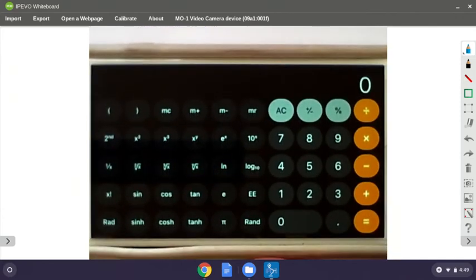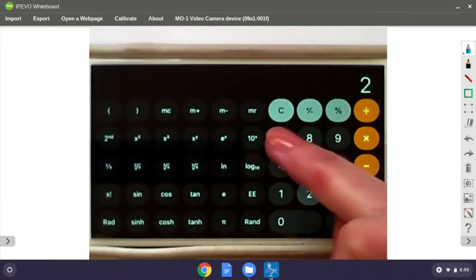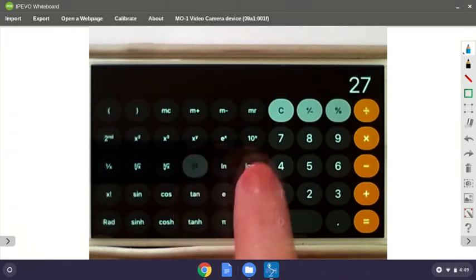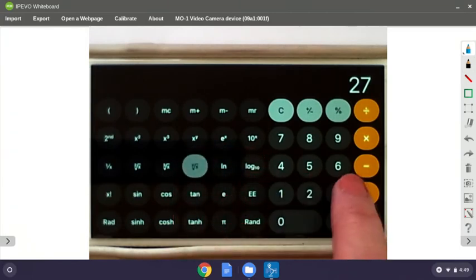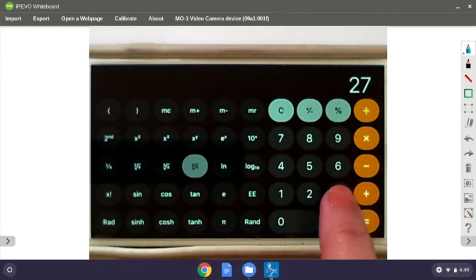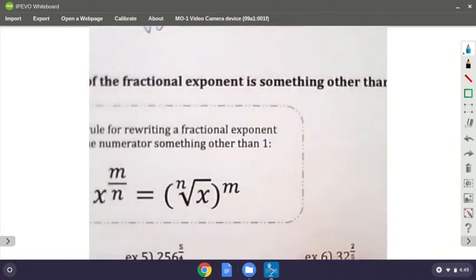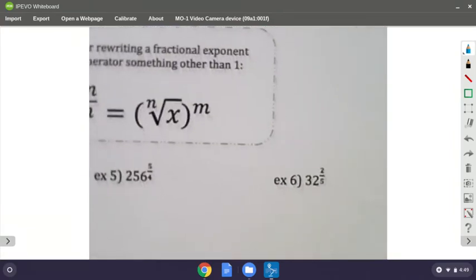So say you wanted to do the cubed root of 27, you would do 27. You would hit this button with the Y square root of X. And then you would put what root do you want? I want the cubed root, so I'm going to put in 3 equals, and it's 3. I'll show you a few more after how to put it in the calculator.